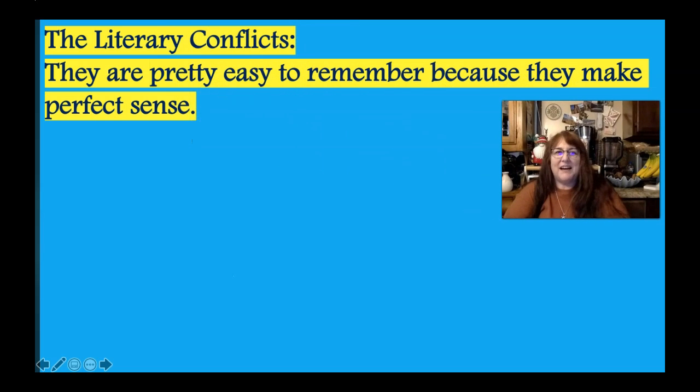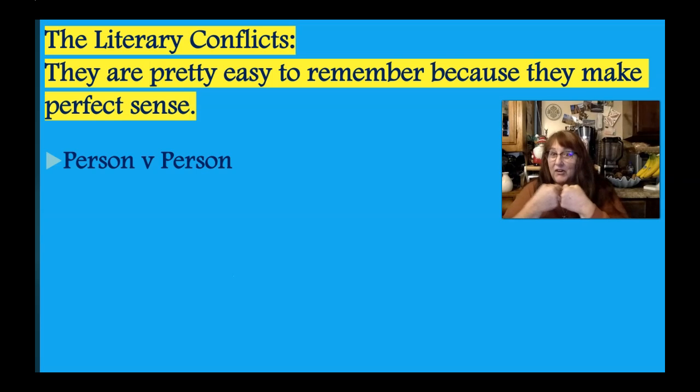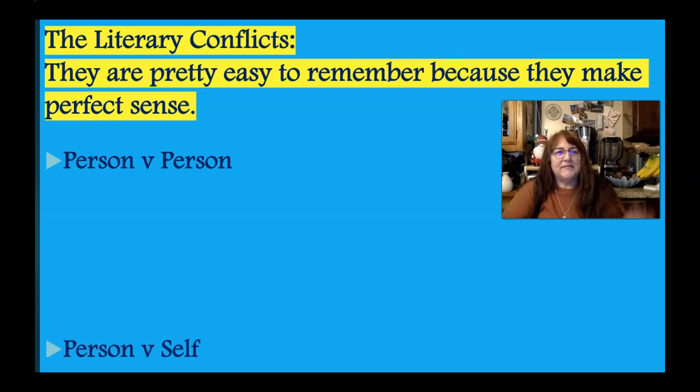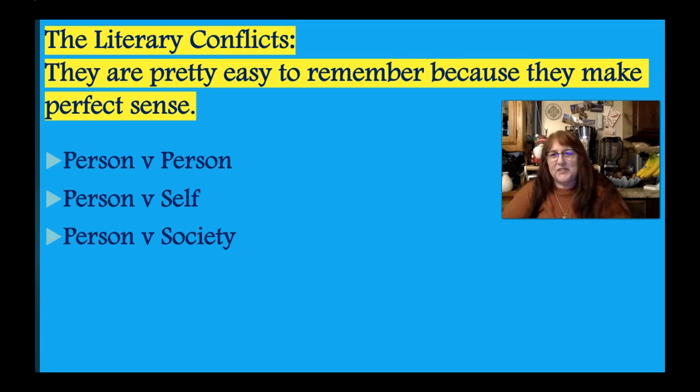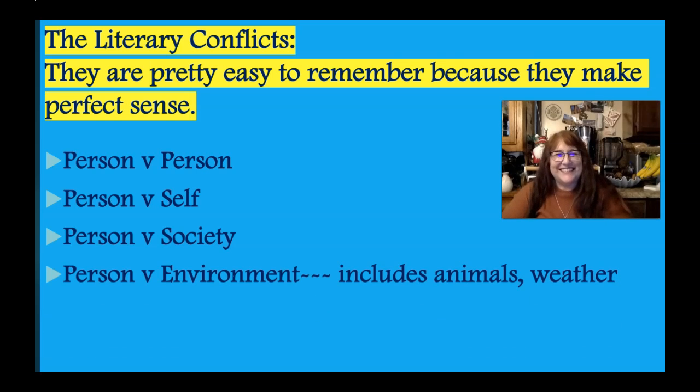Literary conflicts. They're pretty easy to remember because they make perfect sense. Person versus person, two people fighting or arguing, disagreement. Person versus self, oh, I don't know what to do, right? You versus your mind. Person versus society, nobody likes me in the whole world. Person versus environment, that's anything that's not involved with a person. Could be animals, could be you against a hurricane, tidal wave, terrible cold weather, terrible hot weather.